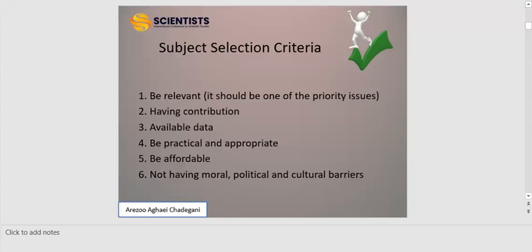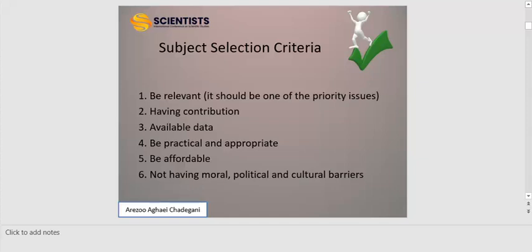Number two, having contribution. It means your subject should have new things to mention, a new research methodology, a new relationship, new variables, and so on. What is new in your research?